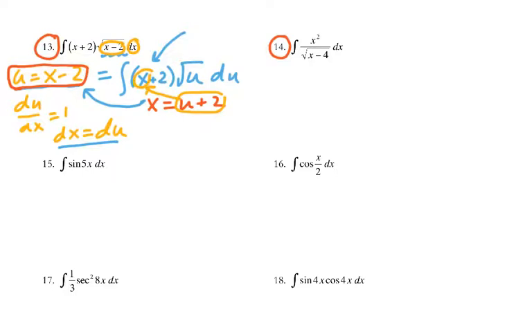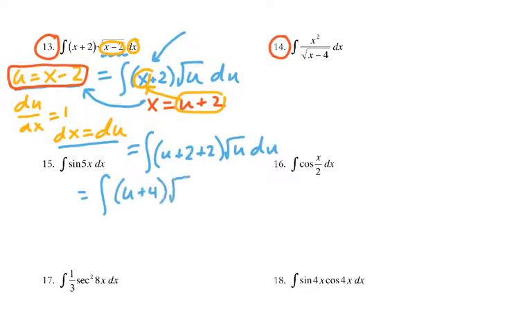Alright, let's see what happens. This turns into the integral of not x plus 2, but u plus 2, and then plus the 2 that was already there. And this looks good. We have all u's here, so we're doing great. Let's just simplify. This becomes the integral of u plus 4 times the square root of u du.